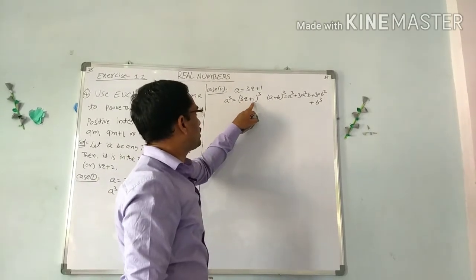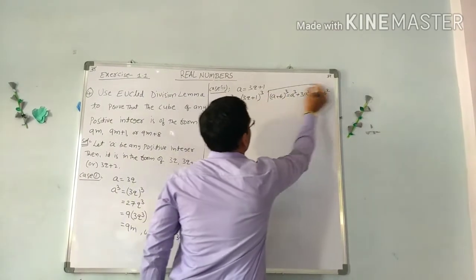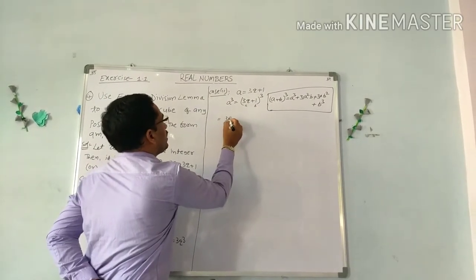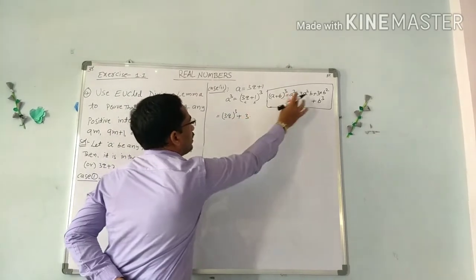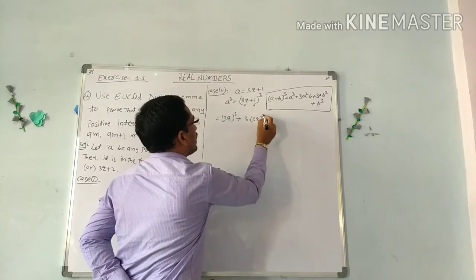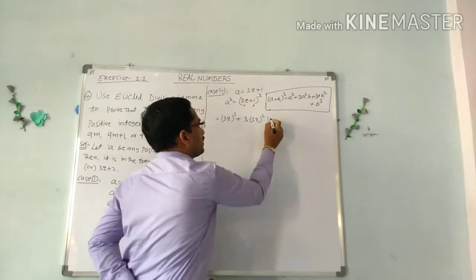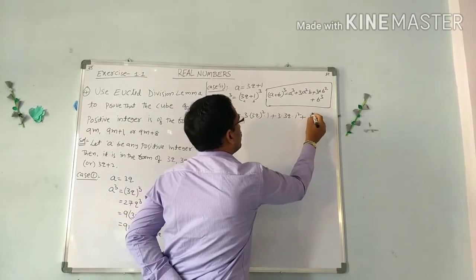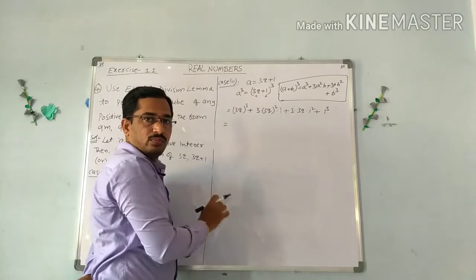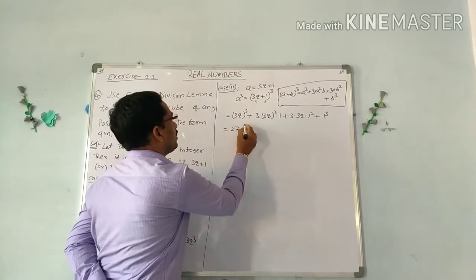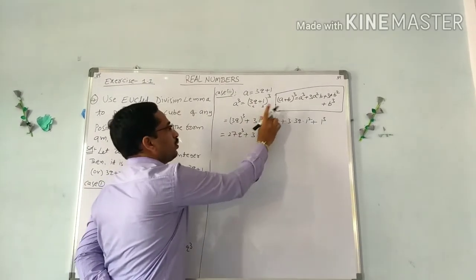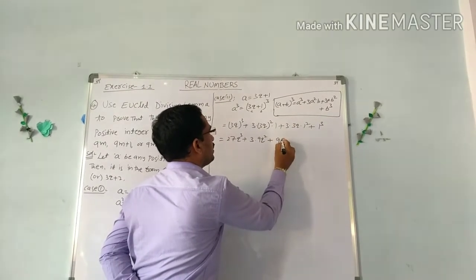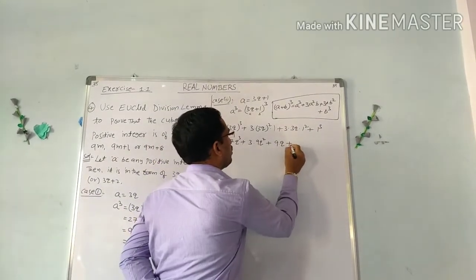We have to expand 3q plus 1 whole cube using the a plus b whole cube formula, with a value 3q, b value 1. a cube: 3q whole cube, plus 3a square: 3q whole square into b value 1, plus 3a into b square: 3q into 1 square, plus b cube: 1 cube. 3q whole cube is 27q cube, plus 3 into 3q whole square, 3 square value 9, so 9q square, plus 3 into 3, 9q into 1, means same 9q, plus 1 cube value 1.